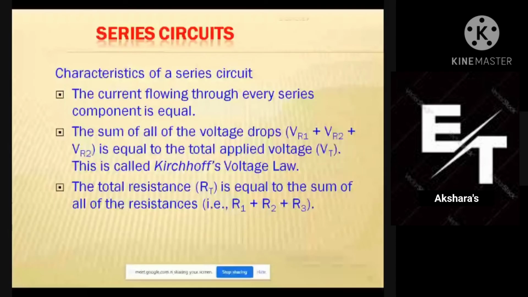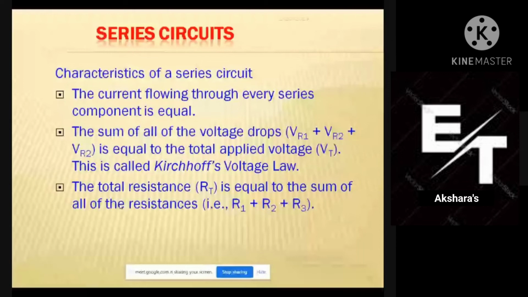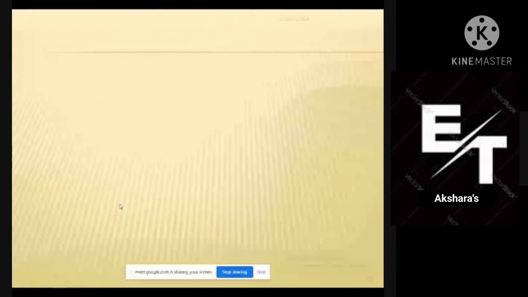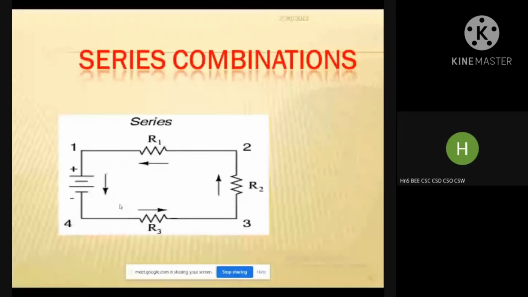For example, we have three resistors, that is R1 plus R2 plus R3. The combination of R1 plus R2 plus R3 is equal to the total resistance of a series circuit. For example, by using this circuit, find the total resistance. That is my question. How to find that total resistance value? Simply, you have to say it is the addition of all resistors. That is the formula for series combination.